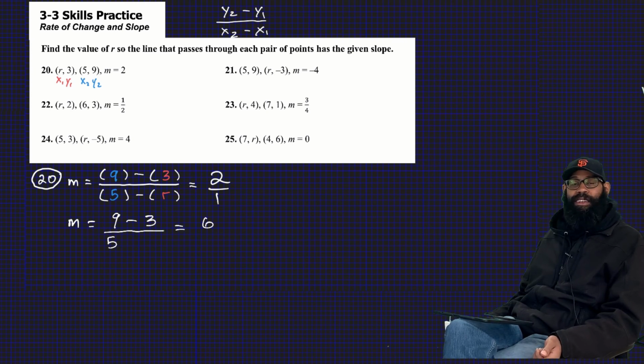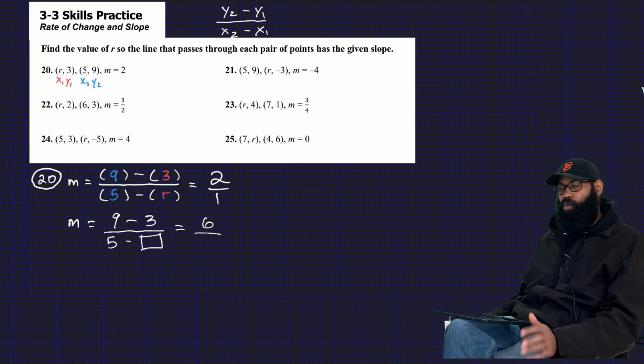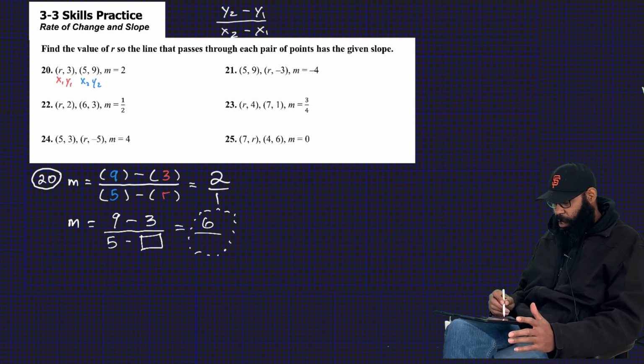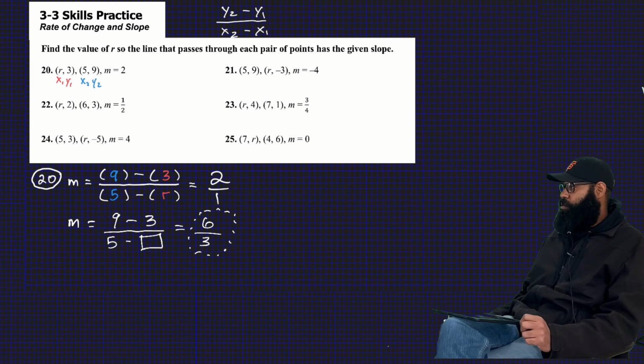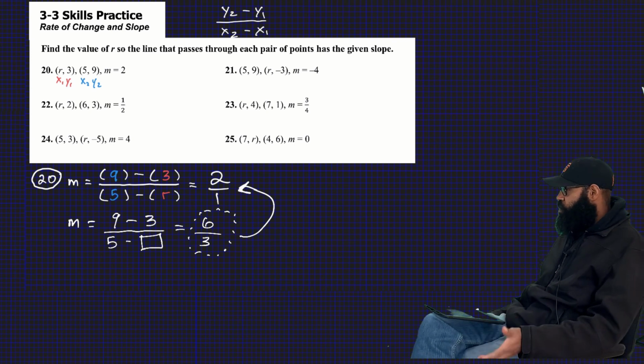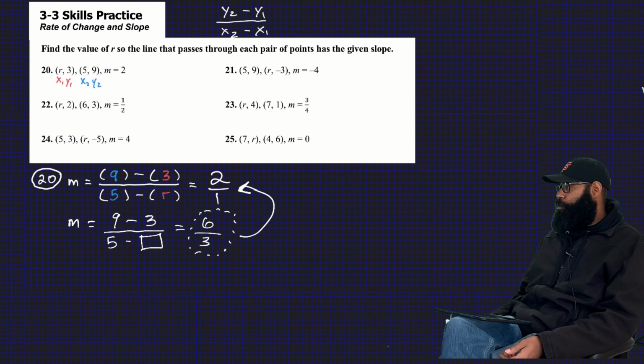But we can reduce fractions, right? We can get equivalent fractions. So 5 minus what? And this is where that r comes in. 5 minus what is equal to that value that we're looking for? 3. We're looking for the value of 3. Because 6 divided by 3 is 2. And that's the original slope.